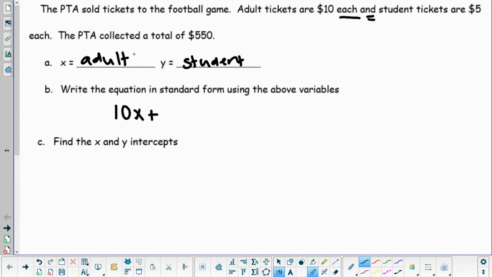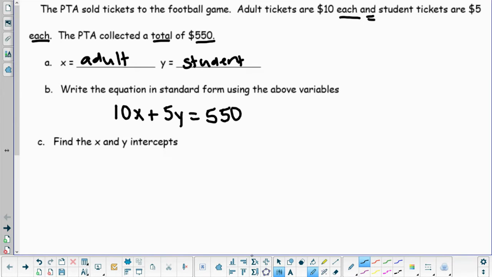Student tickets are $5 each. So again, I see that word each, so I'm going to say 5y because y was our student variable. And then we know the word total tells me equals, and the total was $550. So this is my equation in standard form, okay?